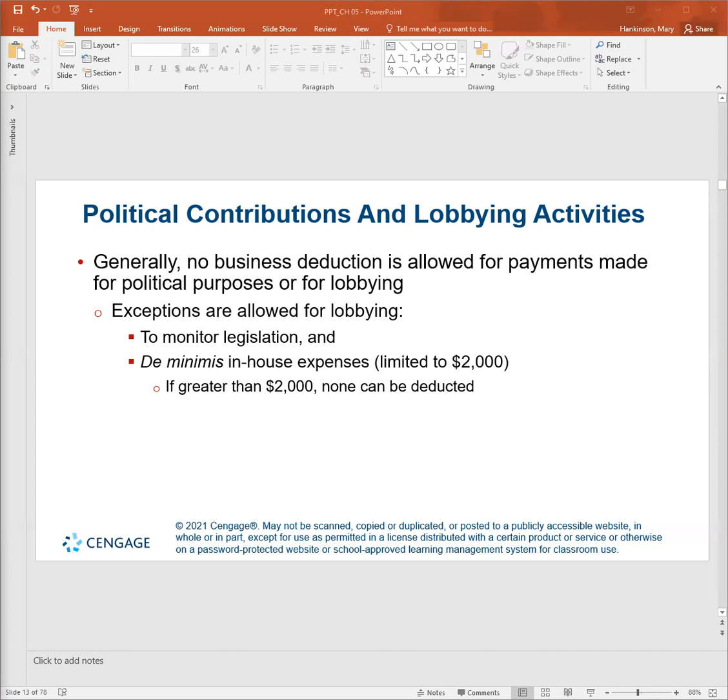So non-deductible political contributions include payments made to support, participate in, or influence a campaign on behalf of a candidate for public office.